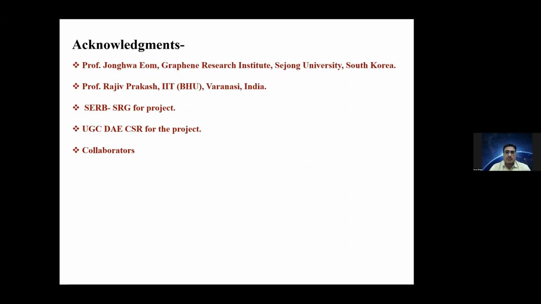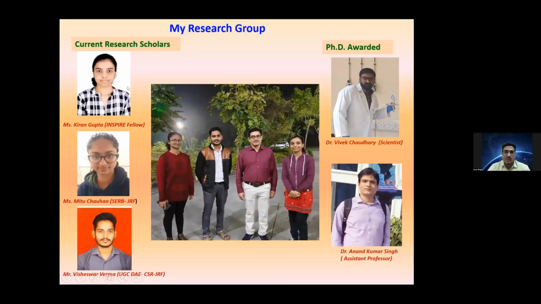I would like to acknowledge Professor Jae-Hwa Oh, who provided the CVD grown graphene from the Graphene Research Institute, Sejong University, South Korea, and Professor Rajiv Prakash, IIT BHU, who provided some catalysis facility. I would also like to thank our funding agencies, CSIR, SERB project, and UGC DAE CSR project, and our collaborators. Without these students, this work would not have been possible, so I would like to acknowledge our students also, the PhD students. Dr. Vivek Chowdhury is a scientist in Morocco in ultrafast spectroscopy. Dr. Anand is an assistant professor in a university. These three students are currently working with me.